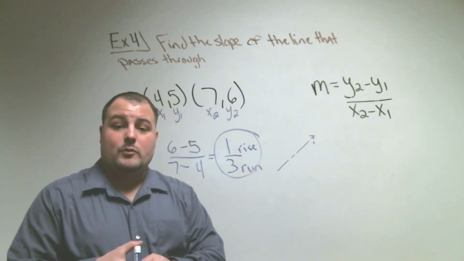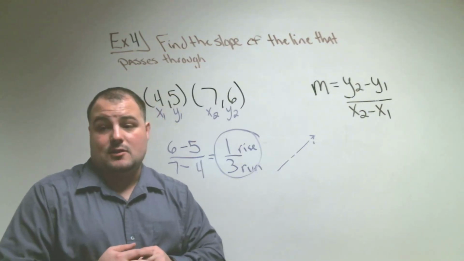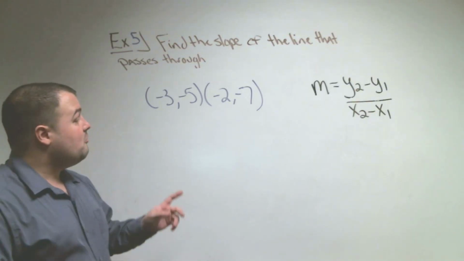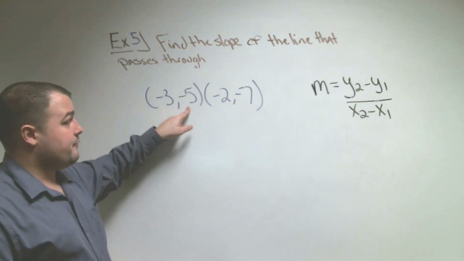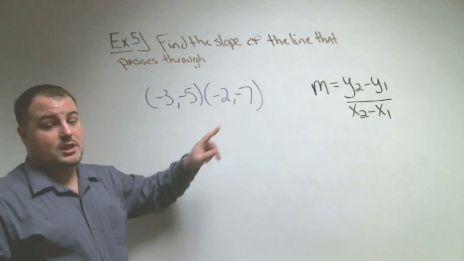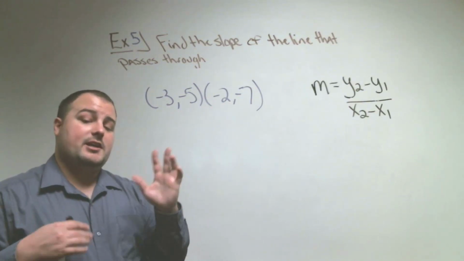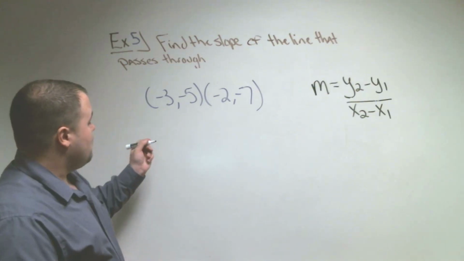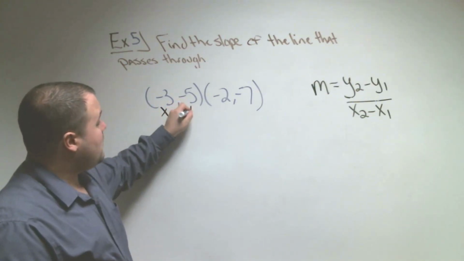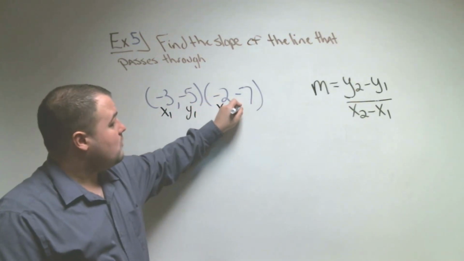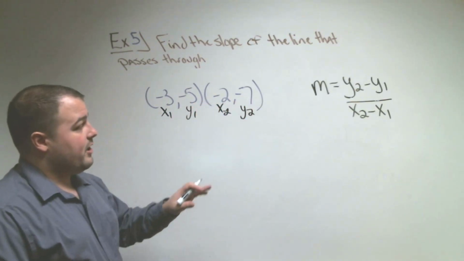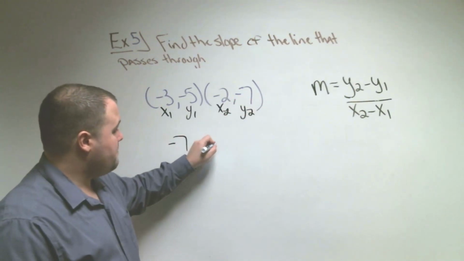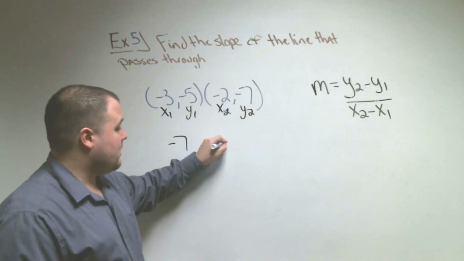Let's go ahead and do one more, and then we're going to find a missing piece of slope. For example 5, we're going to find the slope from negative 3, negative 5, to negative 2, negative 7. We're saying that these would connect and make a line. We have to figure out what type of slope we have. So we're going to call this x1, y1, x2, y2. Now we have to make sure we follow that. y2 first, so negative 7, minus y1, that's a negative 5.